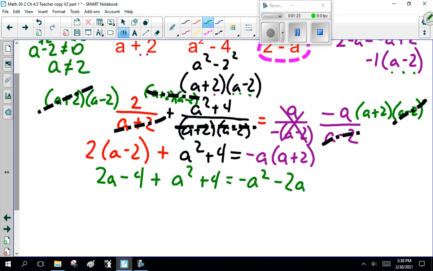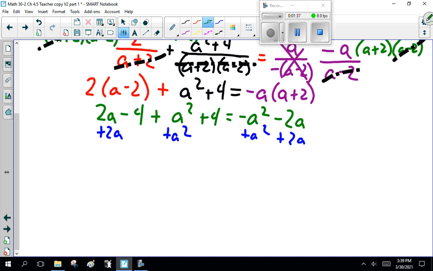Now I want to put everything on one side, arbitrarily. I'm going to move everything to the left, so add a squared and add 2a. So I have 2a squared plus 4a equals 0. Ooh, I can factor stuff out. So I can factor out 2a.